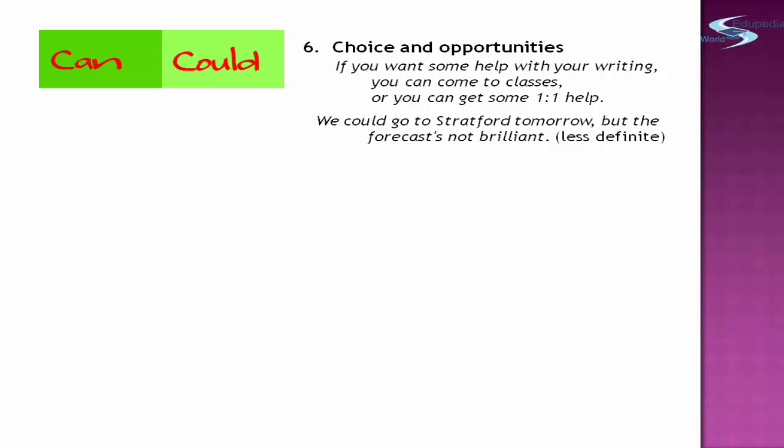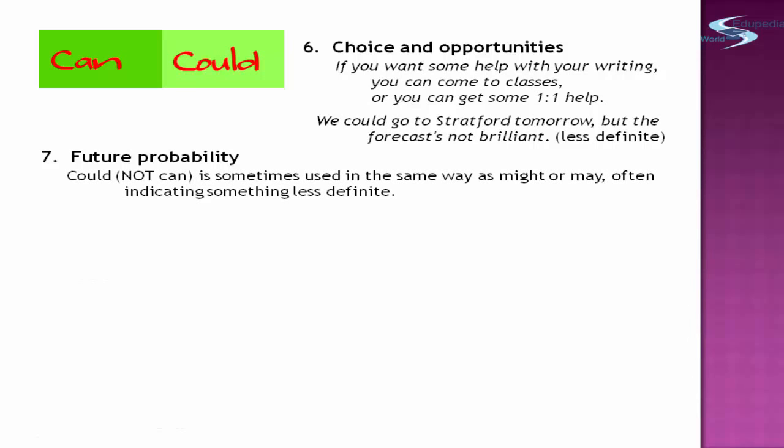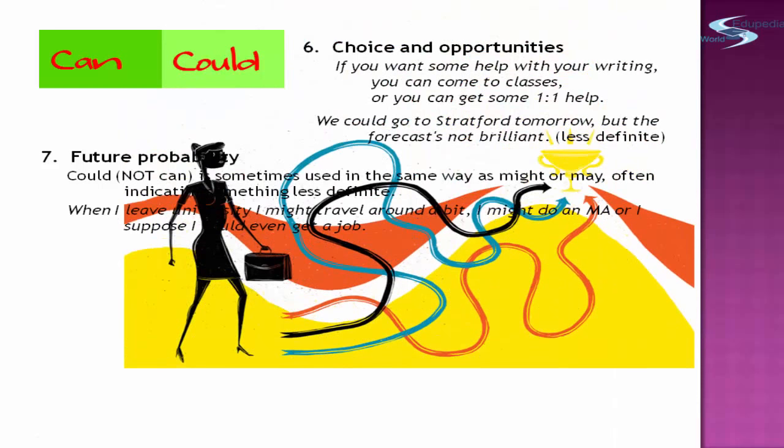Okay, so there is also the word could, or the modal verb could. It is less definite. The seventh function of the modal can and could is for future probability. Could, not can, is sometimes used in the same way as might or may, often indicating something less definite. So, when I leave university, I might travel around a bit. I might do an MA, or I suppose I could even get a job.